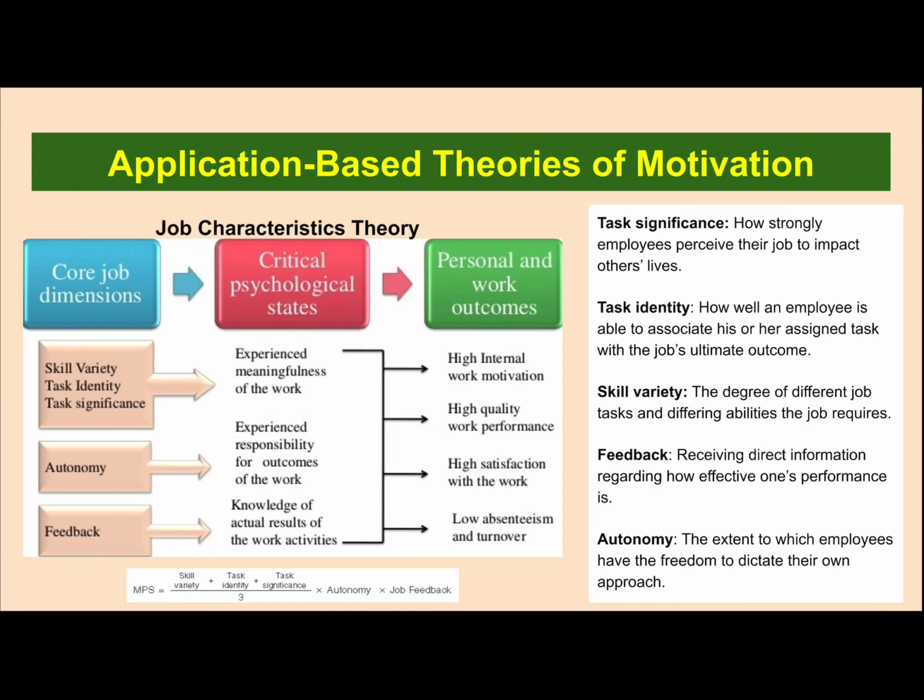Task identity, how well an employee is able to associate his or her task with the actual outcome. If you feel like the task you're doing all day is not highly related to the job outcome, it's hard to stay motivated. Skill variety, as you can guess, is the degree of different job tasks and differing abilities. So all of these things are good. We want to have them. We want task significance, task identity, and skill variety.